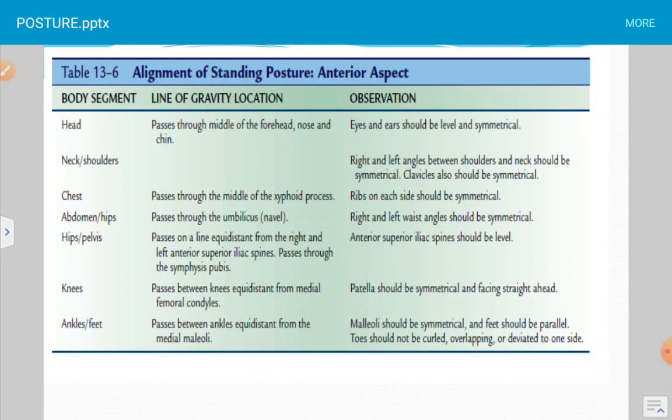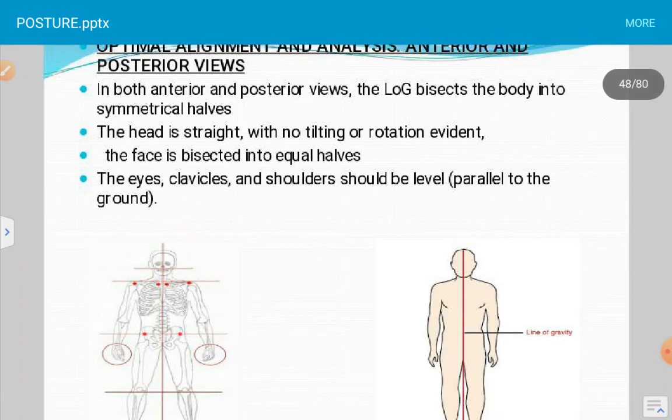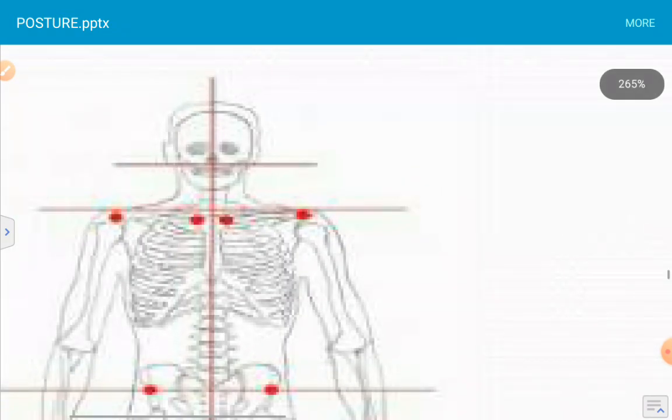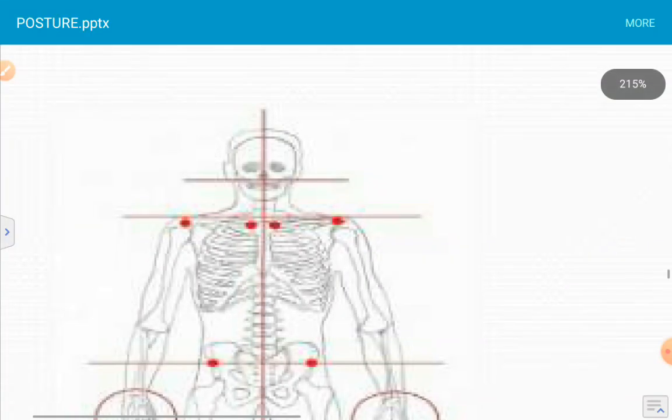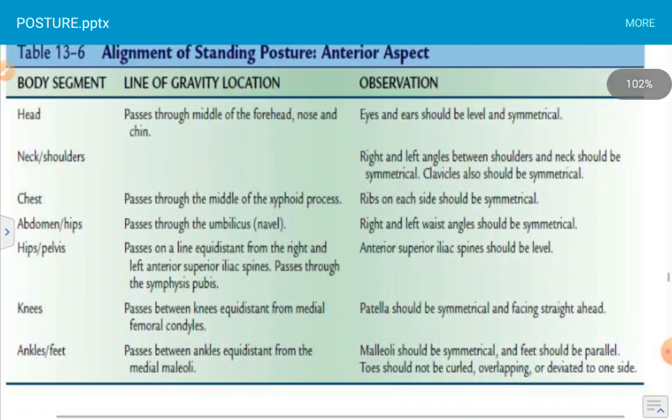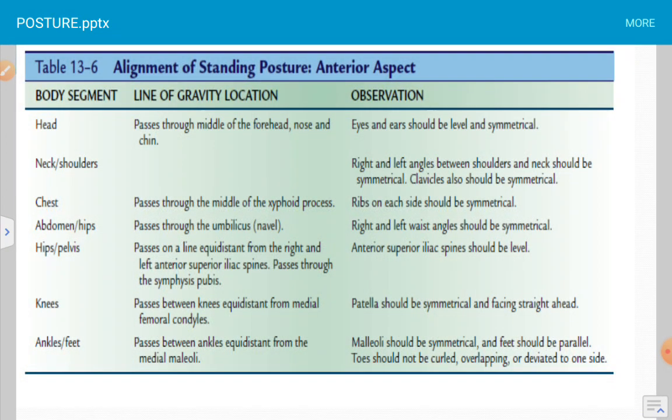Then we go to the chest region. The line of gravity passes through the middle of the xiphoid process. In this picture you can see the line of gravity passing through the xiphoid process. On observation, the ribs on each side should be symmetrical, right and left.